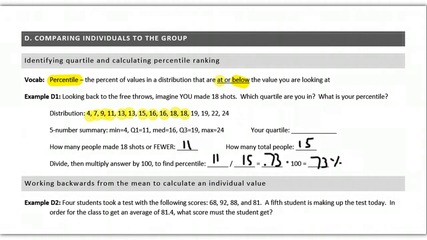Now the other part going back up here talks about which quartile you're in. So to figure out what quartile you're in, we could look at our 5-number summary, which we already have here for us. Our min, quartile 1, median, quartile 3, and our max. And you'll notice that we have the first quartile, the second quartile, and then above the median we have third and fourth. 18 is going to fall between 16 and 19, so 18 is going to fall right here. So it's not in the first or second, not in the fourth, but it is in the third quartile.